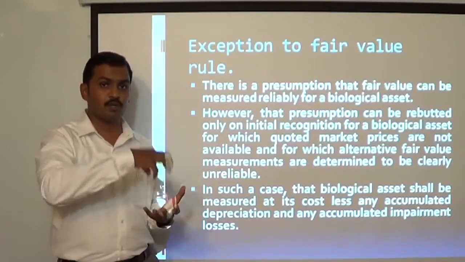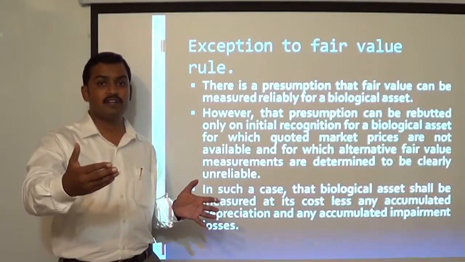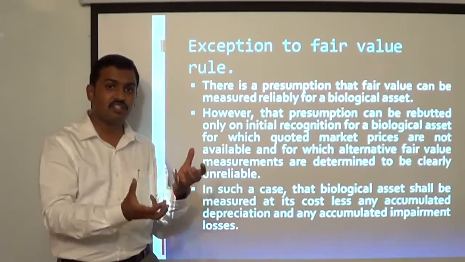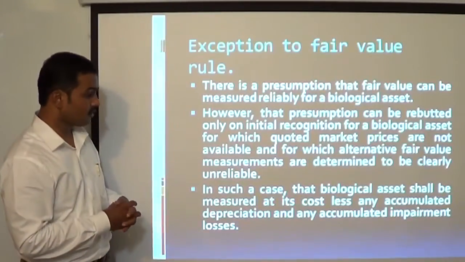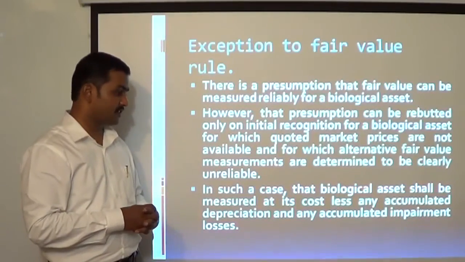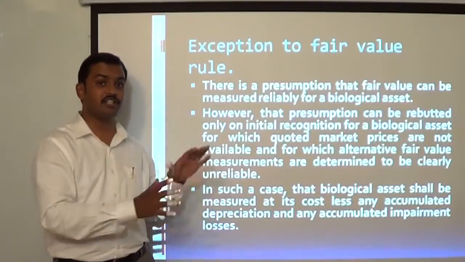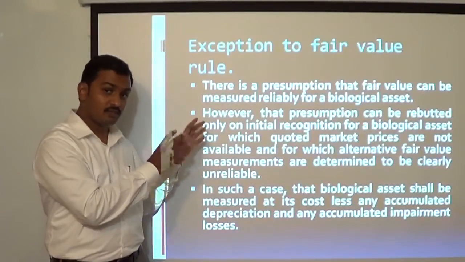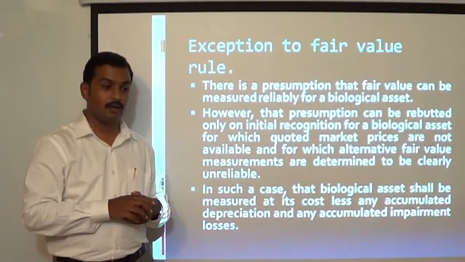But subsequently, if it is possible to estimate the fair value of the biological asset, you have to arrive at the fair value of the biological asset, and if there are any changes in value, it has to be recognized in profit and loss account. Okay. So in such a case, that biological asset should be measured at its cost less accumulated depreciation and accumulated impairment losses. So you can adopt cost model. Only at initial recognition, this assumption is possible that fair value cannot be measured reliably. You can adopt the cost model.